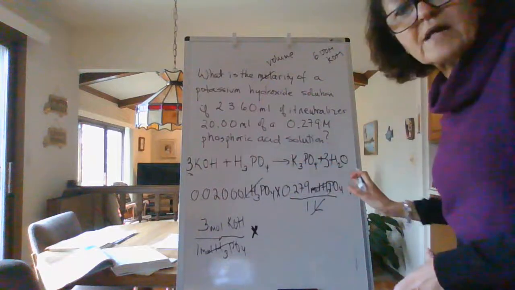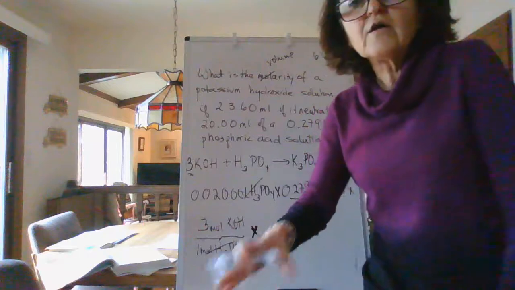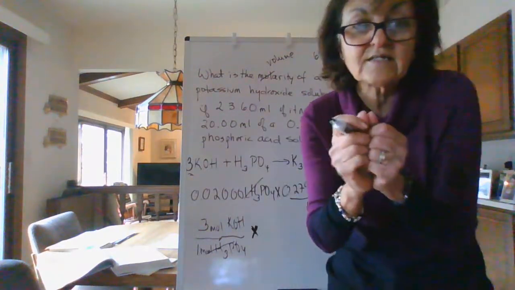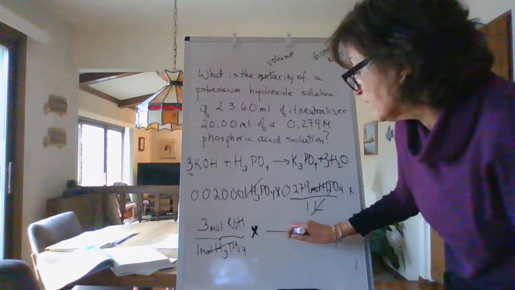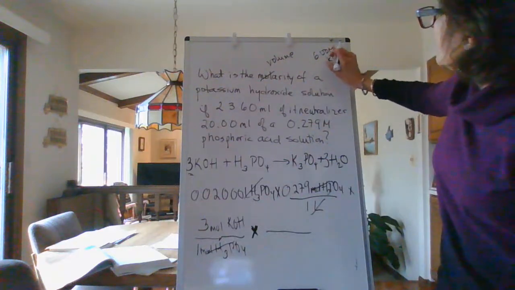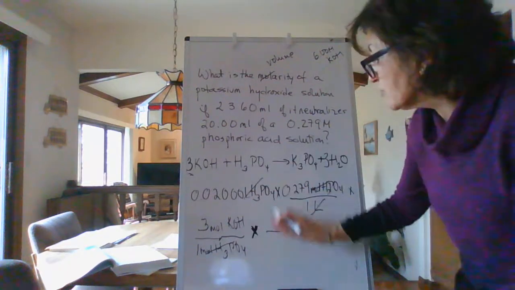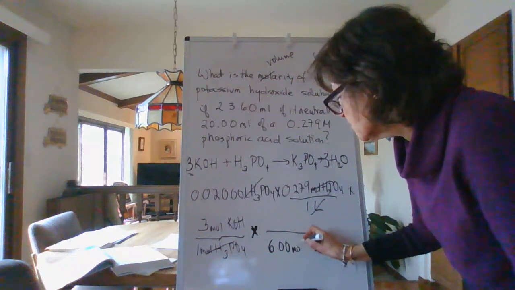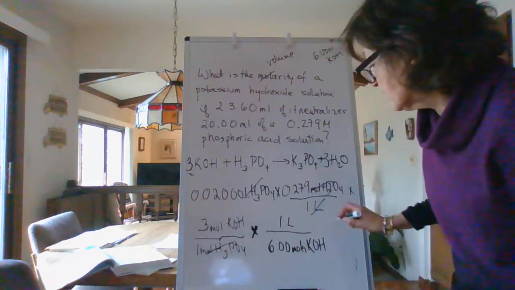You still write your balanced equation. You still start with the volume of the thing that you know more of. You then use molarity as a conversion factor. So all of those steps are exactly the same. The thing that changes is right at the end. It's asking for volume of potassium hydroxide. They gave you molarity. Okay, remember, molarity is moles per liter. So you're going to flip it over. You're going to write your moles here, 6.00 moles of KOH per 1 liter.